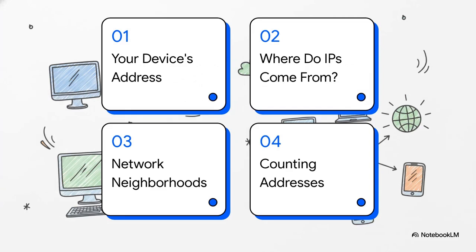So in this explainer, we're going to pull back that curtain. We'll start with what your device's address even is, then we'll figure out where these IPs come from. After that, we'll explore how they create these little digital neighborhoods, and finally, we'll do a bit of math to see how many addresses are even available.